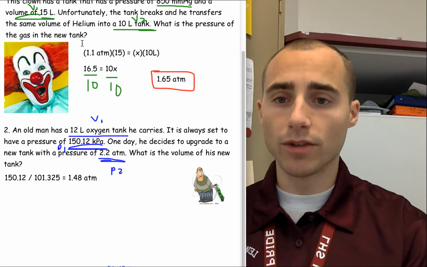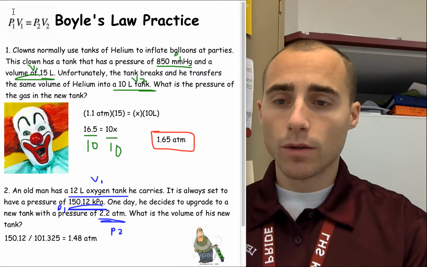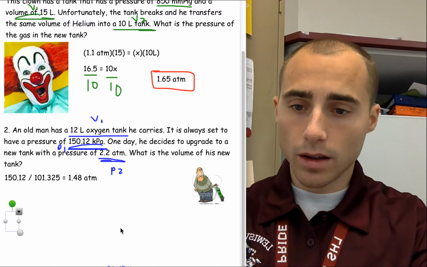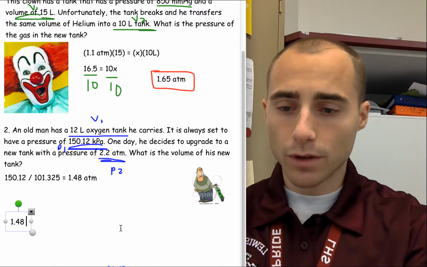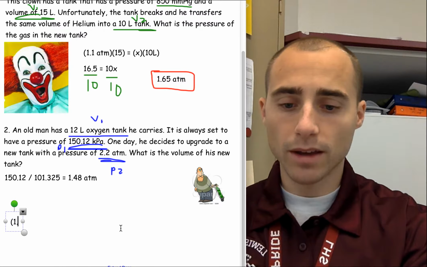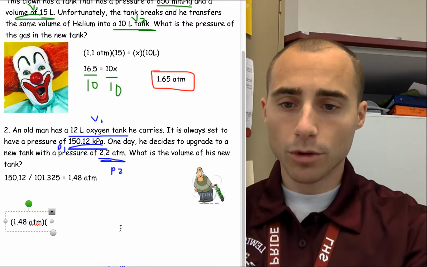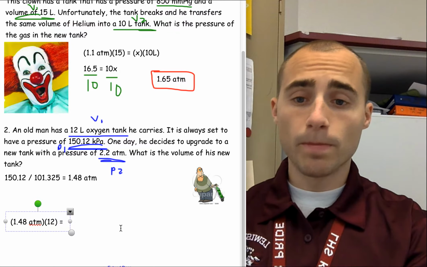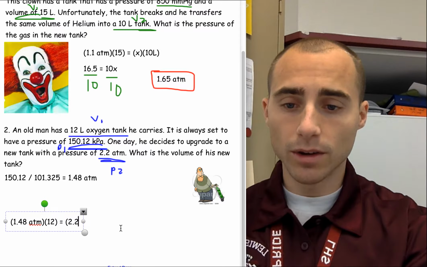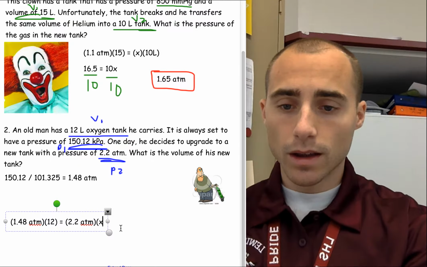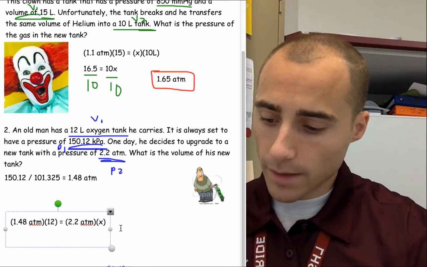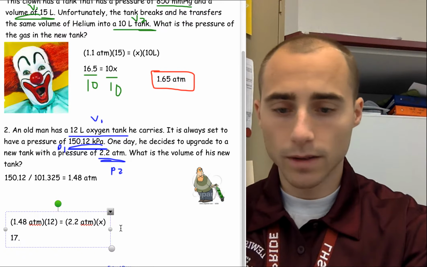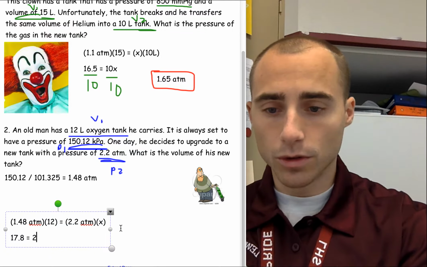So let's set up our ratio here. Remember our formula, P1 V1. So our pressure 1 is 1.48 ATM. That's what we just solved for by converting from kilopascals. 1.48 ATM multiplied by volume 1, which is 12. Set that equal to our pressure 2, which is 2.2 ATM. We didn't need to convert that. It's already in ATM. And then x. So 1.48 multiplied by 12 is 17.8, and that is equal to 2.2x.